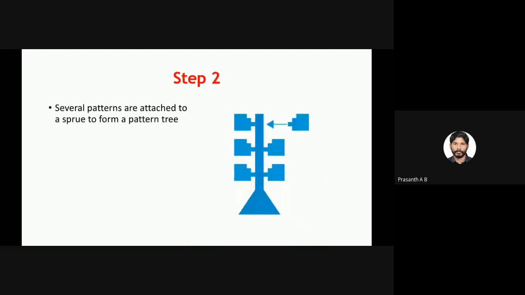The next step is, once the wax patterns are ready, we will arrange these patterns, several patterns. Here you can see there are 1, 2, 3, 4, 5, 6 patterns. So we will get 6 castings from this particular operation, and it is arranged like a tree. It is just arranged like a tree, and this is a sprue. This whole thing is made of wax.